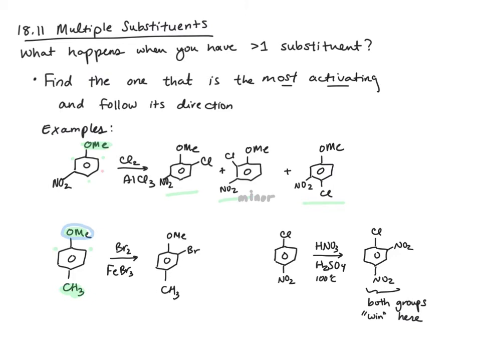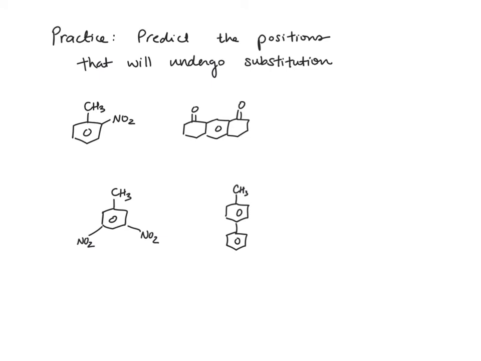Then in our last example, we have a chlorine versus a nitro group, and here we've got chlorine, which is ortho-para directing, and our nitro group, which is also ortho-para directing. So in this case, both groups win, but it's not because of the nitro group being meta directing. The nitro group is deactivating, so this position is all coming from the chlorine atom being an activating group. So let's do some practice and predict the positions that will undergo substitution. I want you to pause your video and see where you think the positions of functionalization will go.